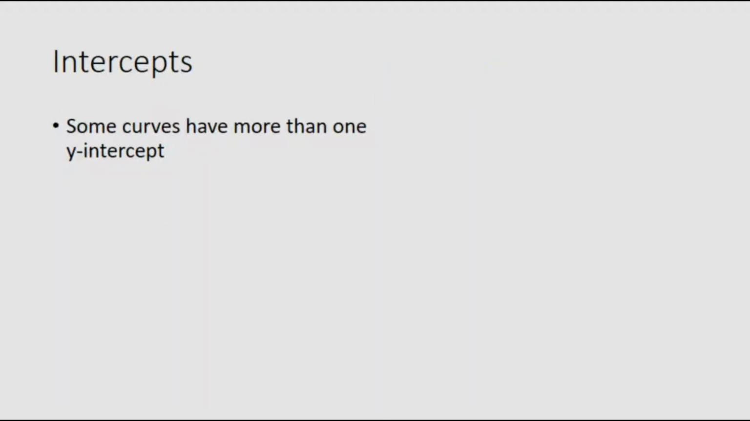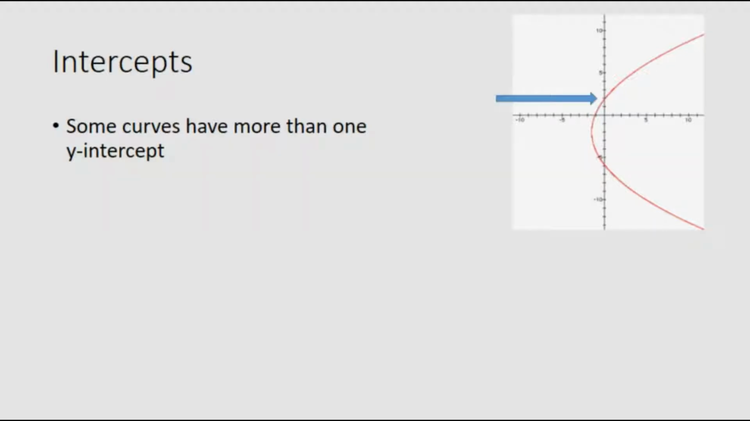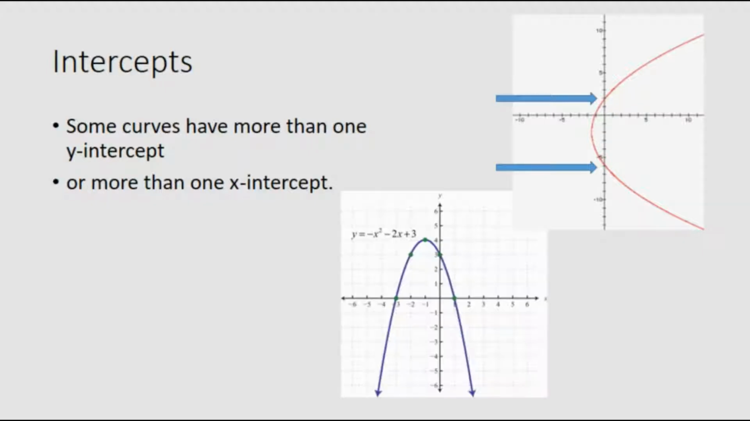When we graph curves, it's possible that we may have more than one y-intercept. Here we have a parabola that is opening to the right, and you can see two y-intercepts. It's also possible for a parabola to have more than one x-intercept. And the parabola here, we can see that we have two intercepts as well.